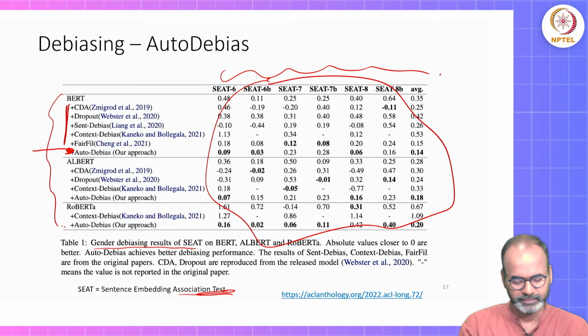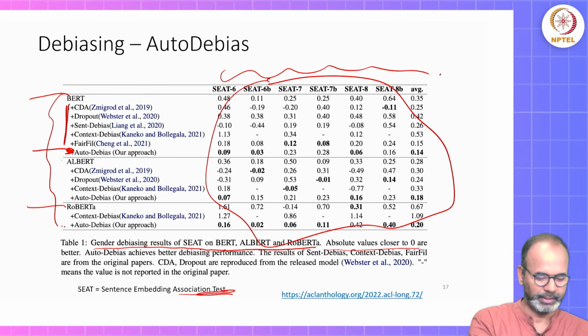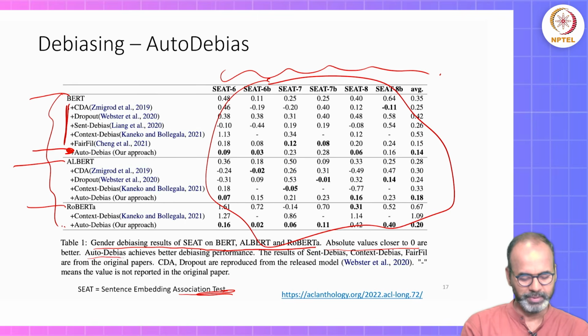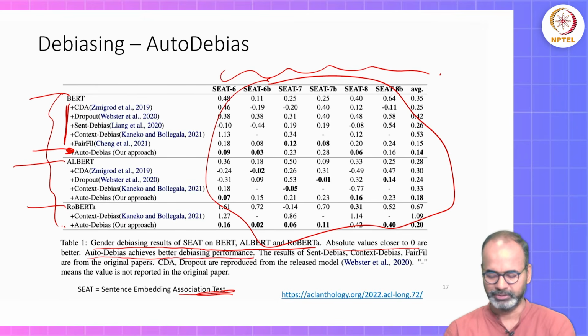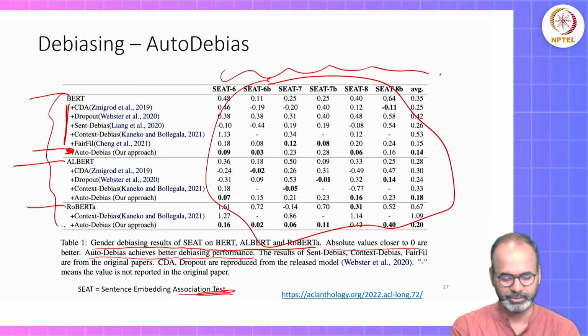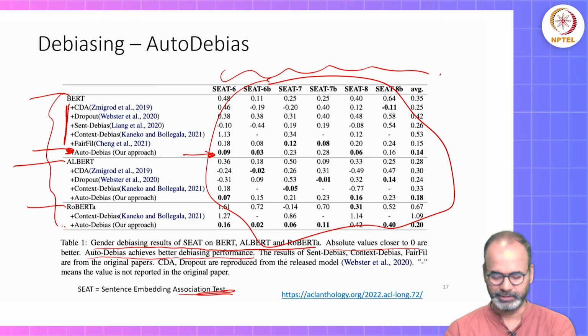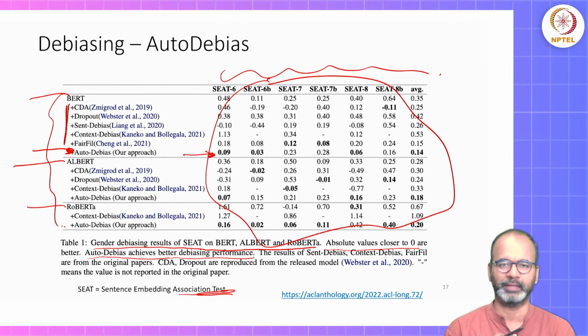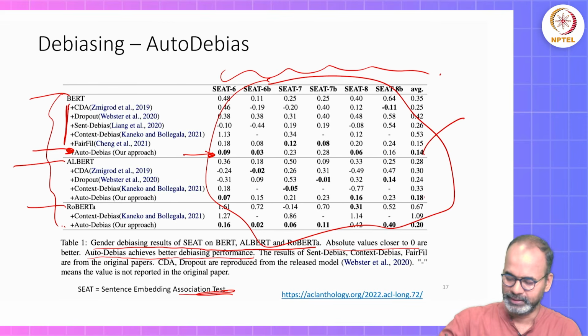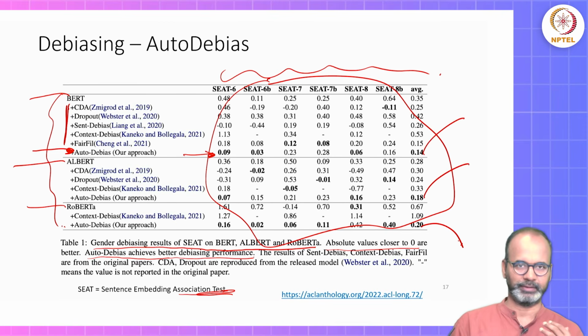Gender debiasing results of SEAT on BERT, ALBERT, and RoBERTa. Absolute values closer to 0. So these are the models BERT, ALBERT, and RoBERTa. Auto-Debias achieves better debiasing performance. So absolute values closer to 0 are better. If you see this one, they're closer to 0. And the results of sent bias, context bias, FairFil are from the original papers, CDA, dropout here. So they're just comparing it with different methods and saying that, look, with Auto-Debias all the values are closer to 0, so their method is very, very good.